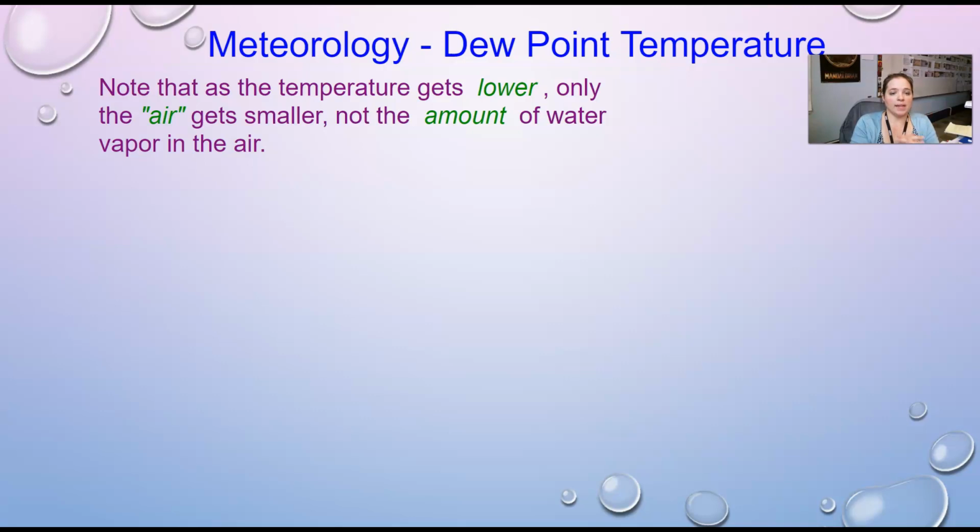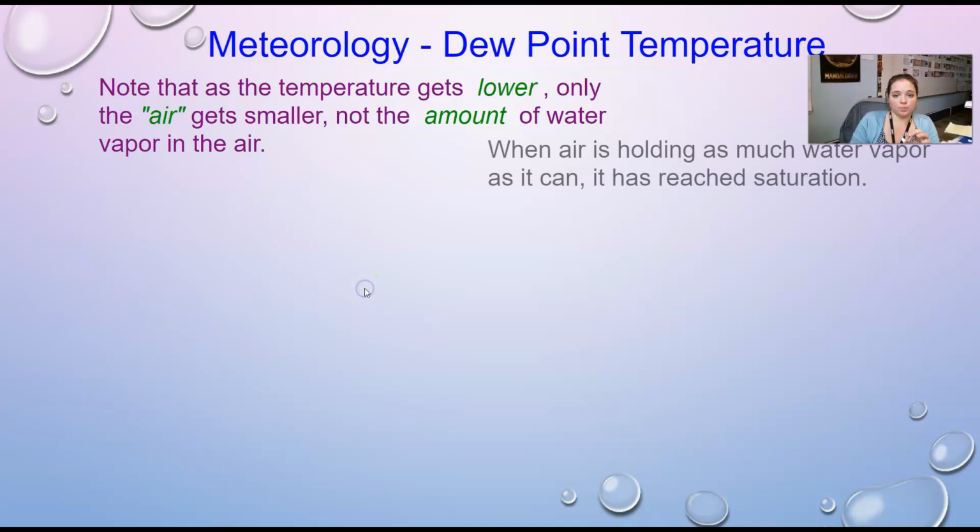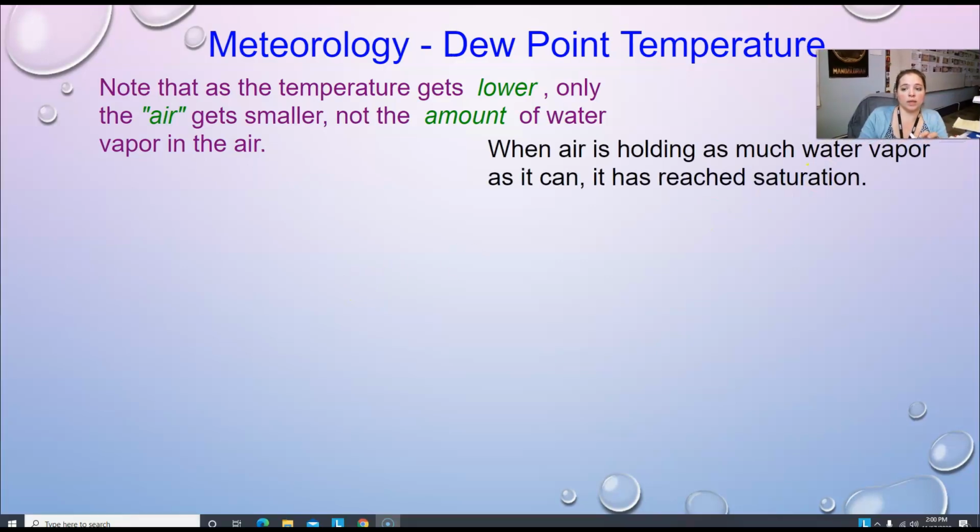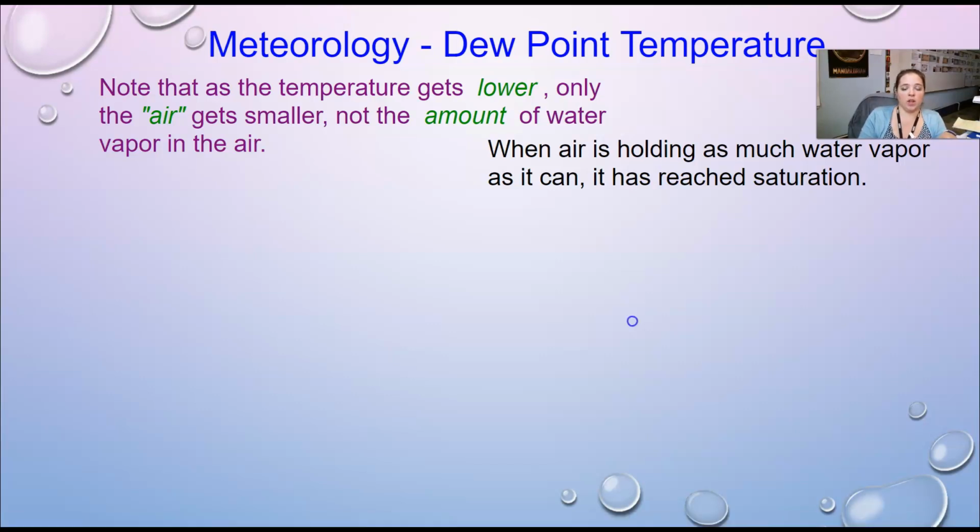So, as air temperature gets lower, only the air gets smaller. We just looked at that yesterday. Not the amount of water vapor in the air. So when air is holding as much water vapor as it can, it has reached maximum saturation. It has reached saturation. It can't handle any more.